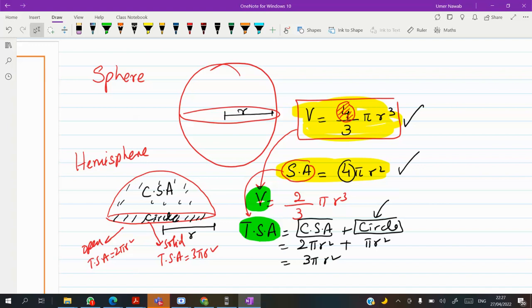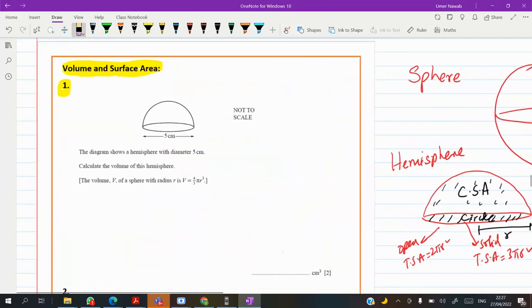Another thing. Sometimes the examiner gives you the volume and asks you to find the radius, so we send the things to the other side. Sometimes he gives you the total surface area, and we send the things on the right hand side to make the radius the subject. So I think when we solve the questions, you will understand it more. So let's go to the questions.